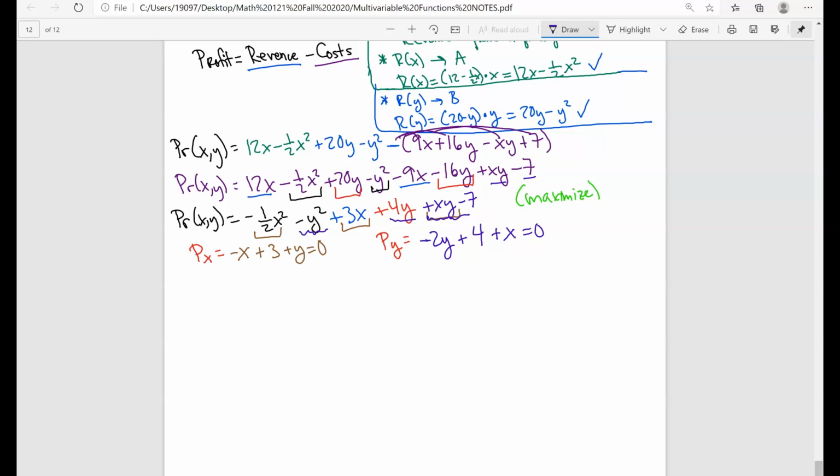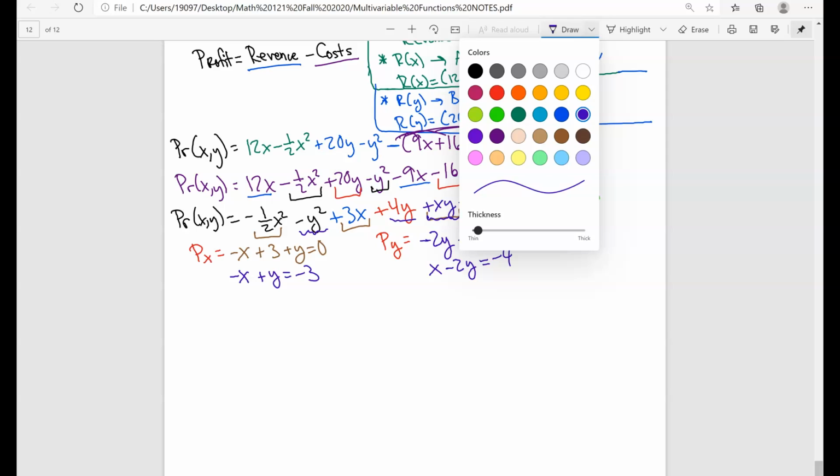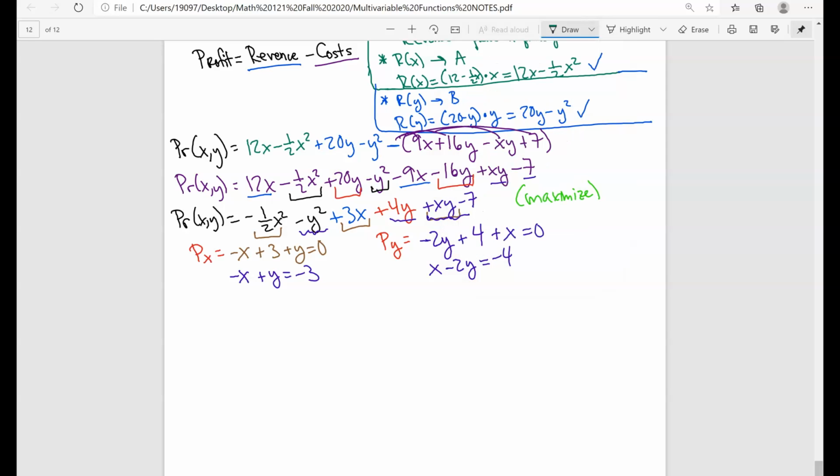So now let me switch some things around. I'm going to have negative x plus y equals negative 3 by moving it over, and positive x minus 2y equals negative 4 by moving that over. Notice that now I can use elimination. I put this one right below it, and I get negative x plus y equals negative 3. So all I'm left with is negative y equals negative 7. So y equals 7. That's what y should be in order for me to maximize my profit.